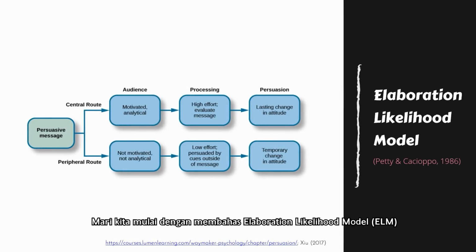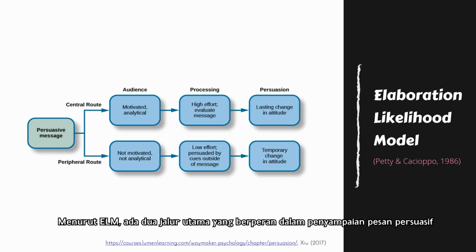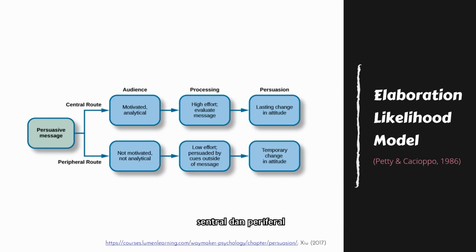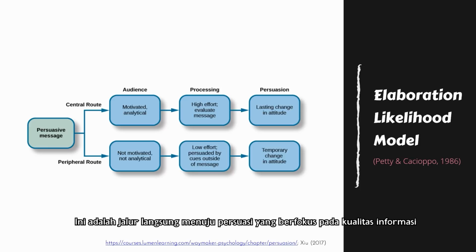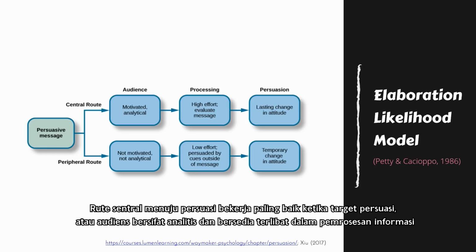Let's begin by discussing the elaboration likelihood model, or ELM. According to the ELM, there are two main routes that play a role in delivering a persuasive message: central and peripheral. The central route is logic-driven and uses data and facts to convince people of an argument's worthiness. This is a direct route to persuasion that focuses on the quality of the information. The central route to persuasion works best when the target of persuasion, or the audience, is analytical and willing to engage in processing of the information.